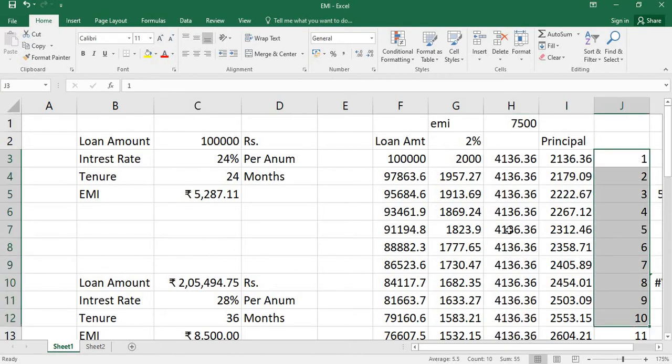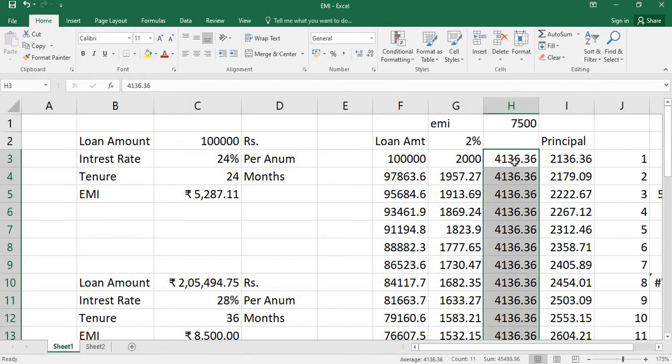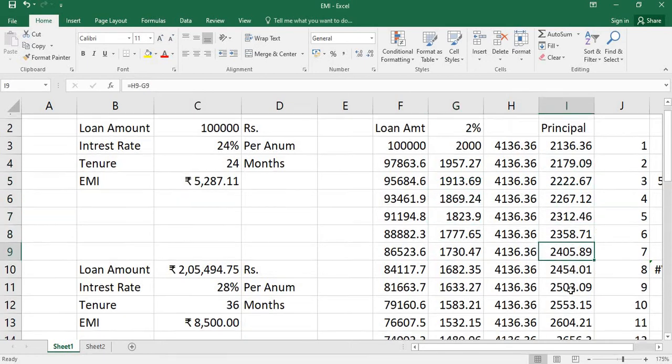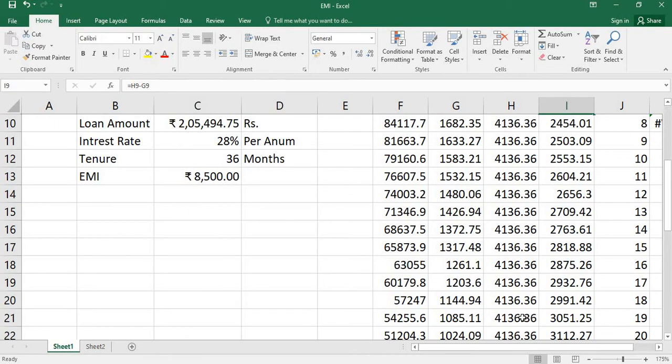But in the EMI, the principal amount is included and also the interest is included. For example, the loan amount is 1 lakh and the EMI will be 4,136. In this 4,136, 2,136 will be the principal amount and the first month interest will be 2,000. In the second month, the interest will decrease and the principal amount will increase. Until it reaches zero, the principal amount will keep increasing and the interest will keep decreasing.